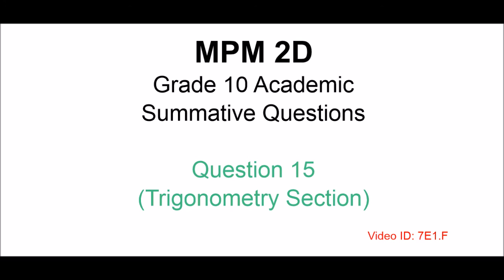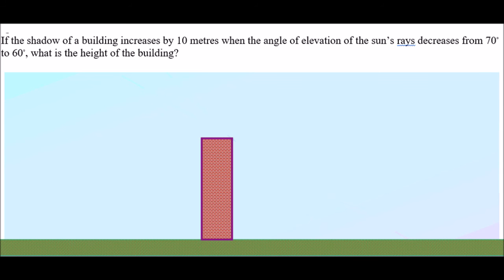This video is for grade 10 students who are working on the year-end summative. It's question number 15, which is from the trigonometry section. The question says, if the shadow of a building increases by 10 meters when the angle of elevation of the sun's rays decreases from 70 degrees to 60 degrees, what is the height of the building?